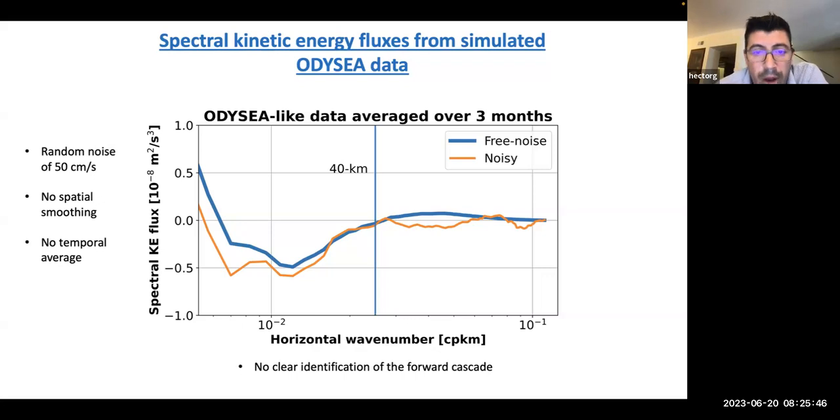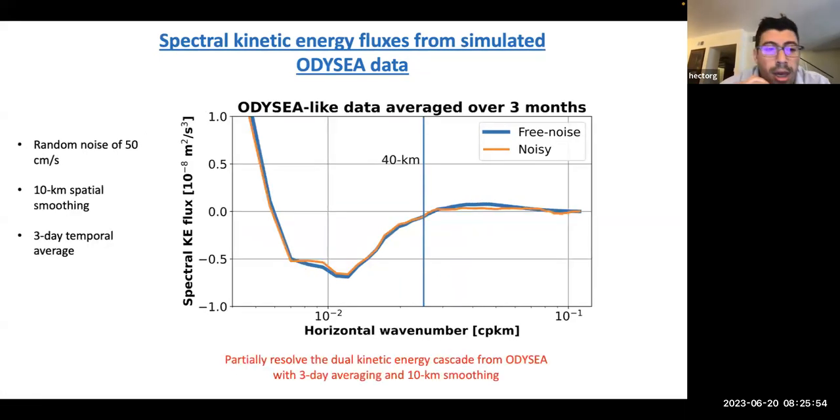And now, how to mitigate the impact of the random error in this estimation? Again, I'm going to use the 3-day average and the 10 kilometers smoothing, but keeping the 50 centimeters per second. So now you can see the inverse cascade matches nicely with the ODYSEA without the noise. And now we were able to get this systematic positive sign in the forward energy cascade. A little bit underestimated. I think this is just because with 3 days we are killing part of the high frequencies of mesoscale motion that we know are highly ageostrophic. So here is a little bit of underestimation.